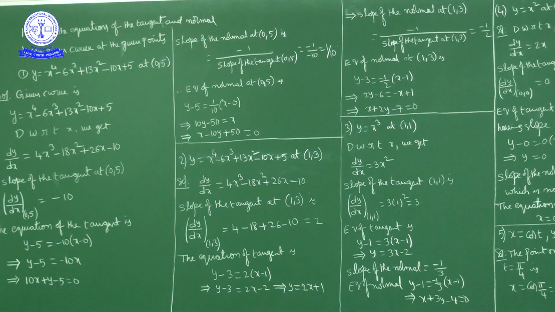So equation of the normal at 1 comma 3 is y minus y1. Y minus 3 is equal to slope of the normal, minus 1 by 2, into x minus 1. At the point 1 comma 3, x1 y1 is 1 comma 3. So y minus 3 is equal to minus 1 by 2 into x minus 1. Okay, so if you cross multiply, 2y minus 6 is equal to minus x plus 1. Minus x goes to this side, so plus x, and plus 1 comes to this side, minus 1. So x plus 2y minus 7 is equal to 0.